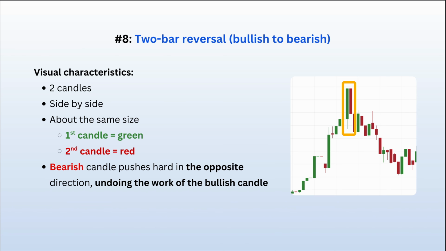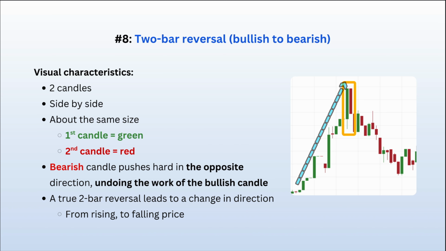So in this case, the bearish candle pushes hard in the opposite direction, undoing the work of the bullish candlestick. And again, a true 2-bar reversal leads to a change in direction. In this case, from rising price to falling price. And in this specific example, if the price keeps rising, then that means that this was never a 2-bar reversal after all. It was a minor bounce during the uptrend.